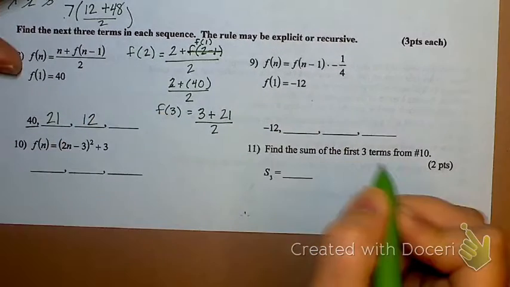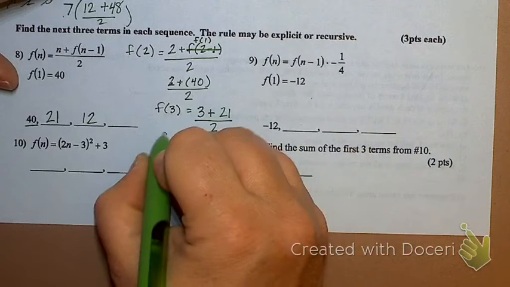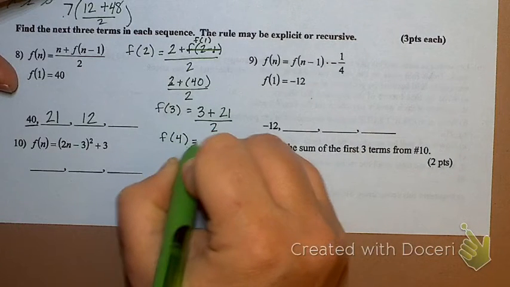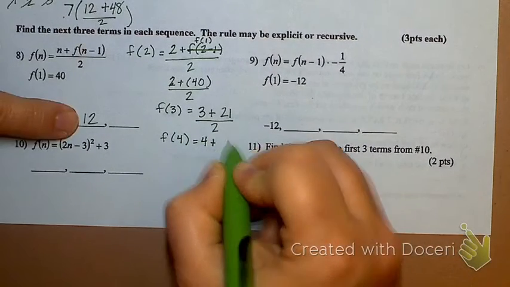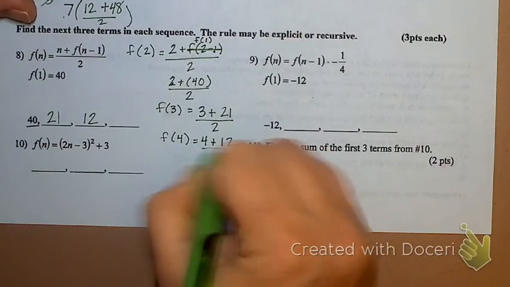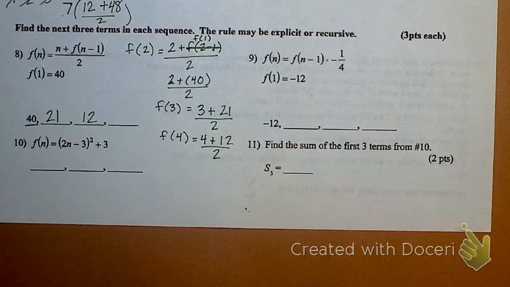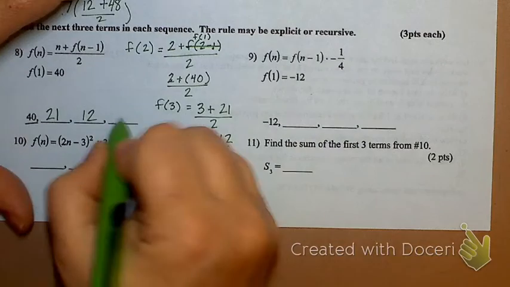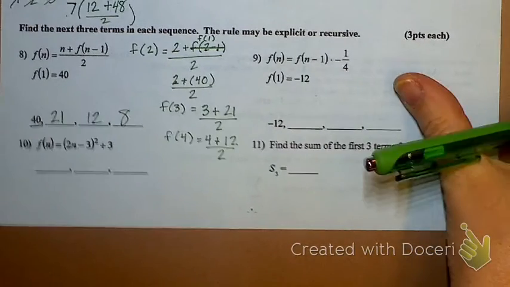And do it one more time. The fourth term means take 4 plus the term before. The term before is 12. And divide by 2. What is 4 plus 12? 16. Divided by 2, 8. There's my next 3 terms.